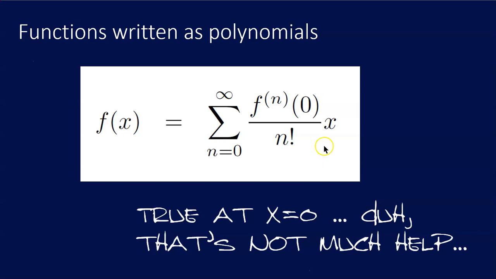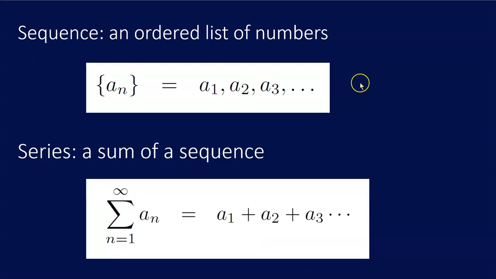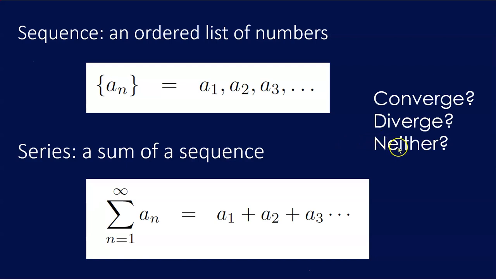This one I want to talk about how do you know when a series converges or diverges. And to do that, we need to back up and remind ourselves what a sequence is and then talk about a series. So a sequence is a list of ordered numbers, an ordered list of numbers. And the series just means you add them up. We want to know whether they add up to a number or they go off to infinity. So we say converge or diverge or neither.